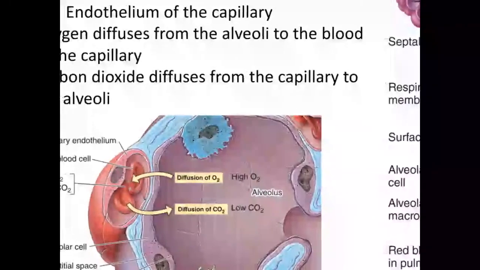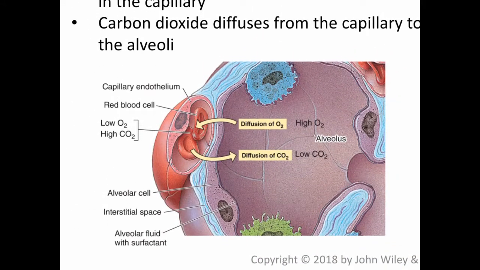So if you look at this one closely, here are the blood vessels, and you have diffusion of carbon dioxide out and diffusion of oxygen in. This is basically passive diffusion. So why does oxygen come in and why does carbon dioxide come out? Why is it not the other way around?